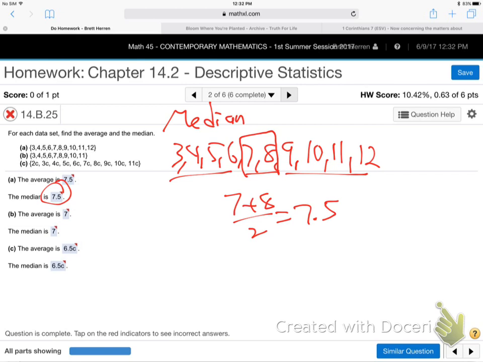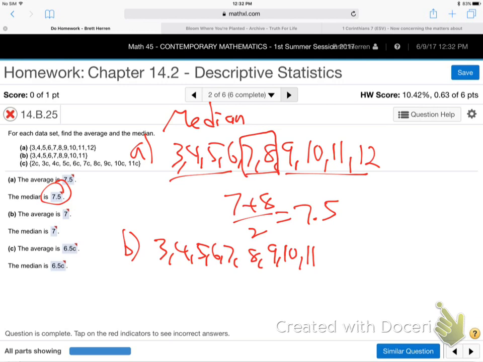Try B. So that's part A. Let's try B. Let's just do the median. The averages, I know you could all do it. Just add them and divide. Let's do B. Part B there. Let's find the median. So that's 3, 4, 5, 6, 7, 8, 9, 10, 11. Find the median.